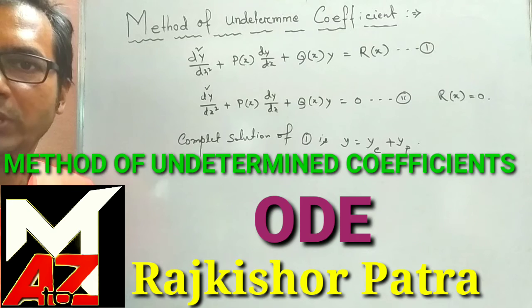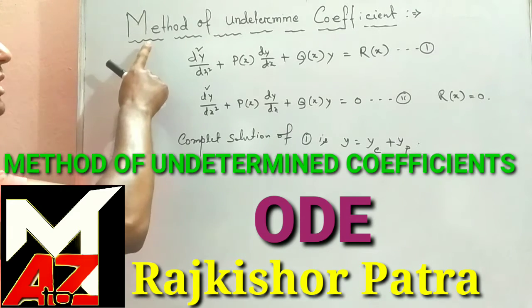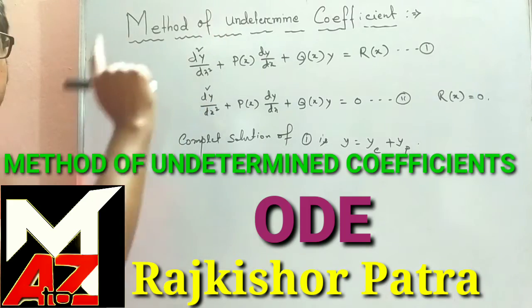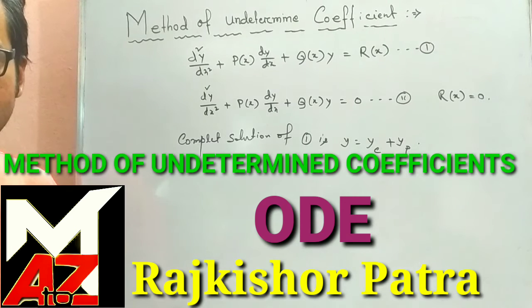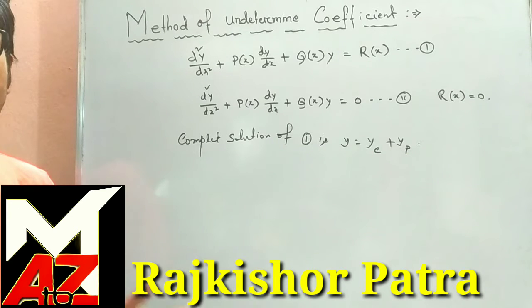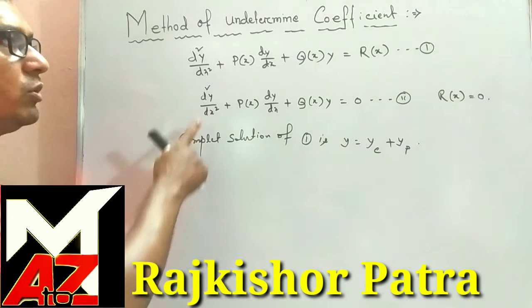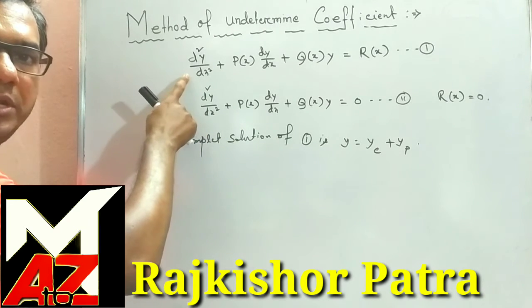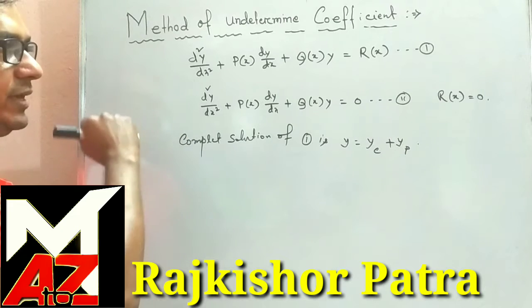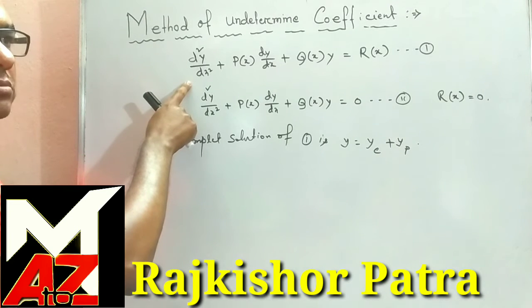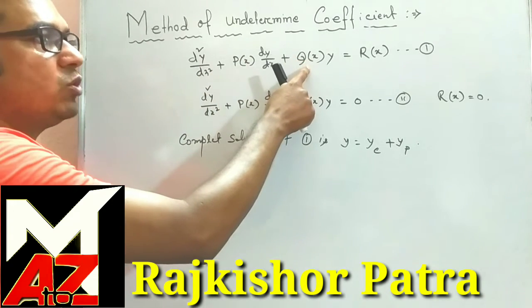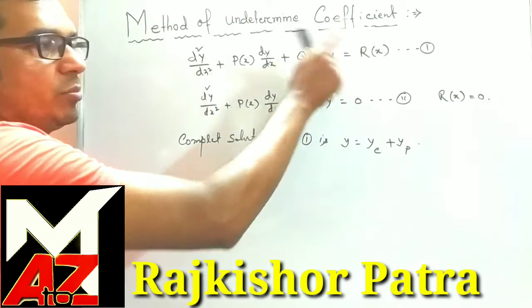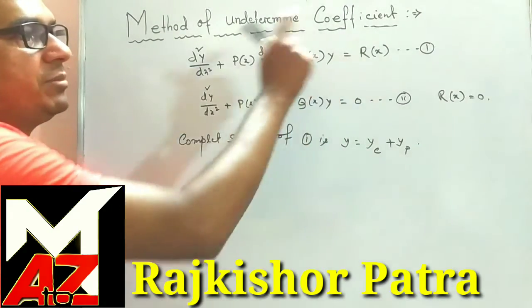Today we discuss the method of undetermined coefficients from ordinary differential equations, that is, from ODE. Now we all know that a second order linear ordinary differential equation looks like d2y by dx2 plus p of x into dy dx plus q of x into y equal to r of x, and this is named as 1.